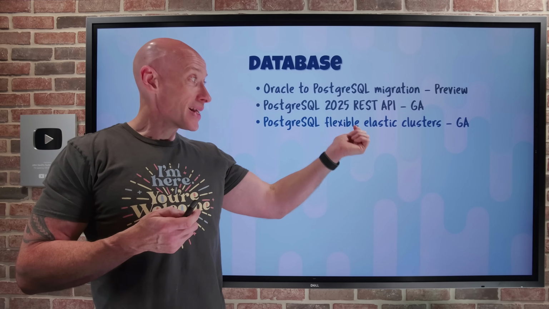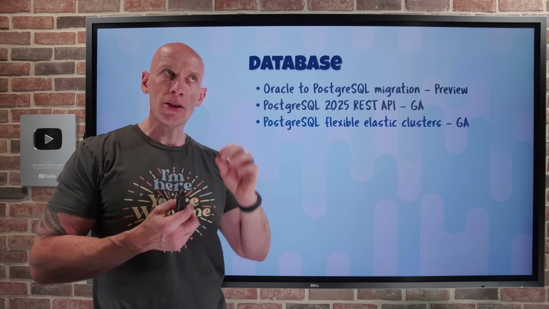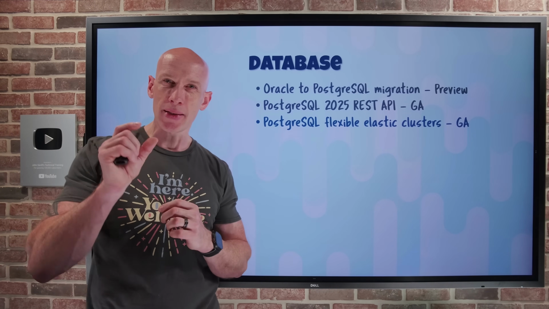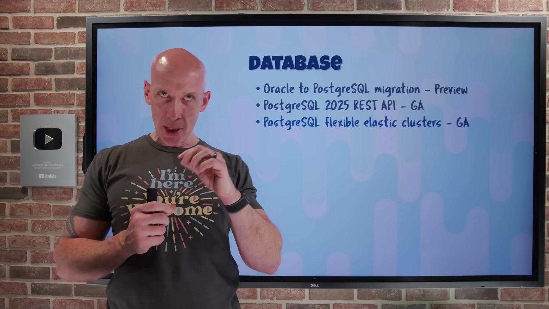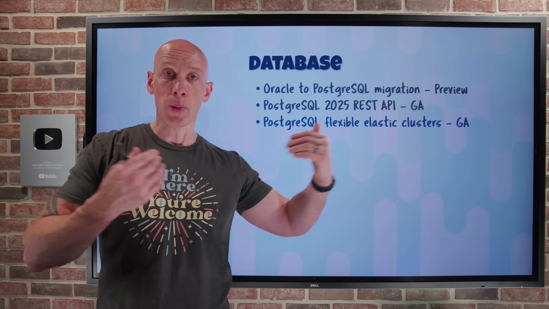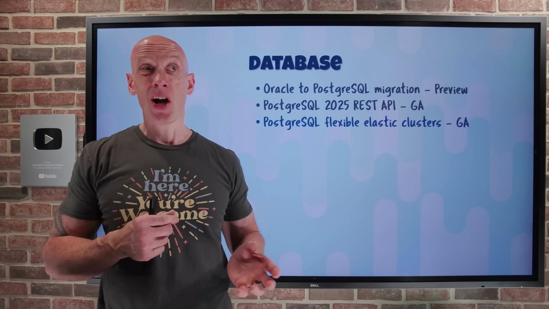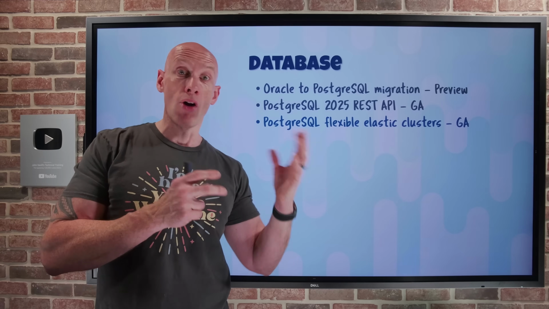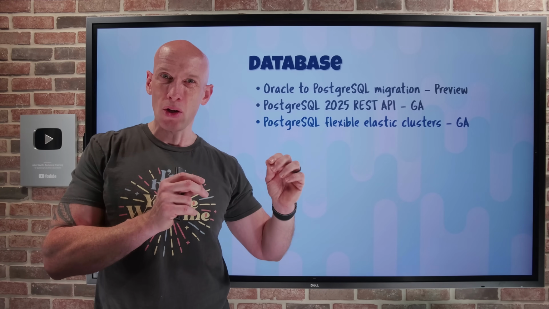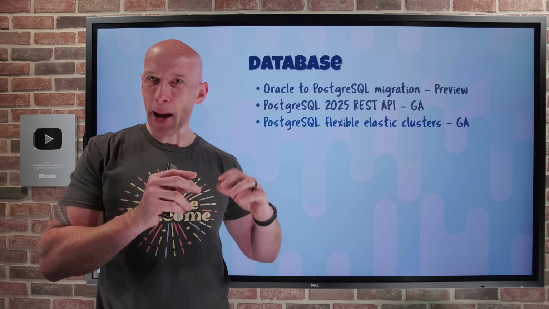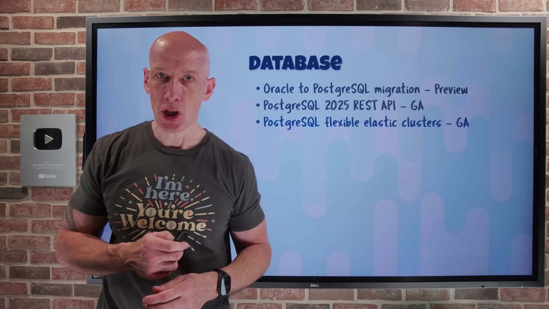PostgreSQL flexible elastic clusters has gone GA. So elastic clusters leverage the Citus extension. The Citus extension lets us shard a database over multiple instances. So that lets me have a higher scale, a higher performance. I can shard at a schema level or a row level. Row level sharding is really good if you've got some sort of multi-tenant app and I want to put different tenants across different shards.